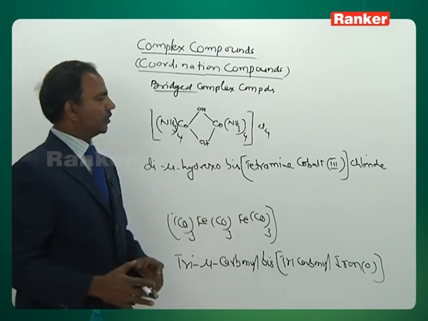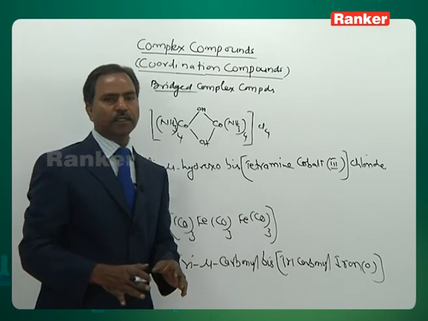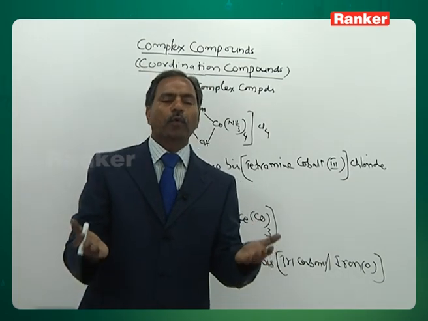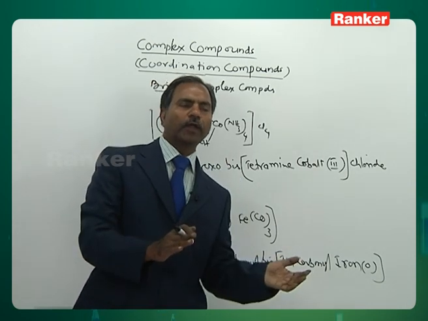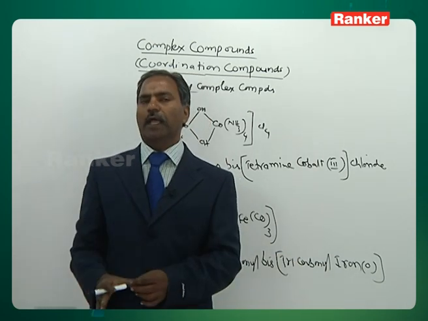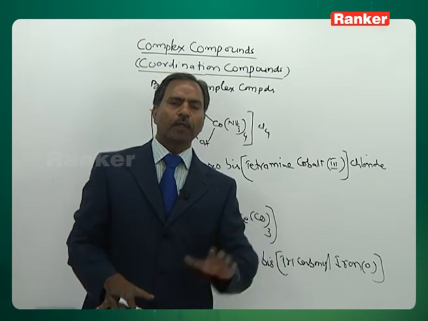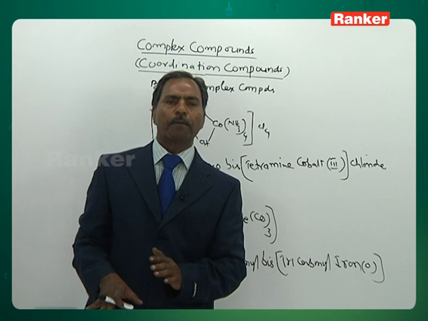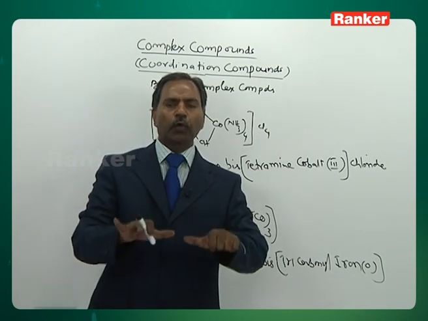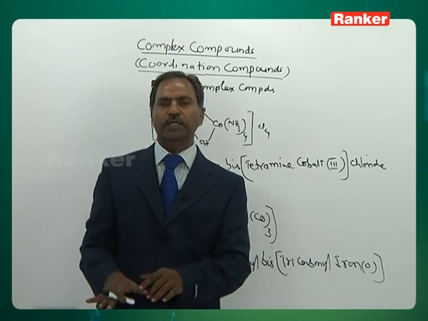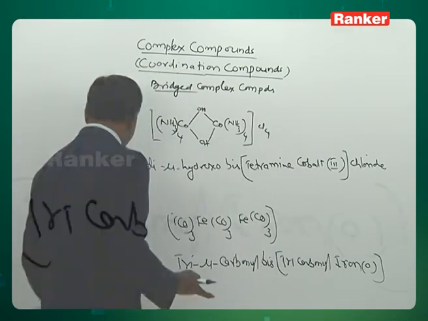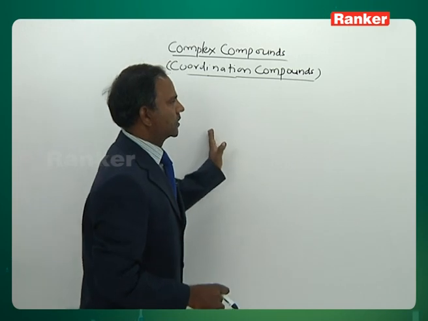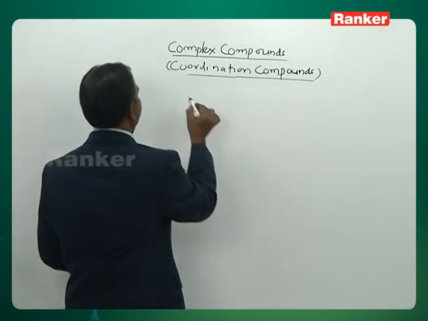And one more classification is there. In some cases, the complex compounds carry two coordination entities, where one represents the cation and the other represents the anion. So the compound contains a complex cation and anion. How to name those complexes? Let me show. Next, we see the complexes containing complex cation and anion.